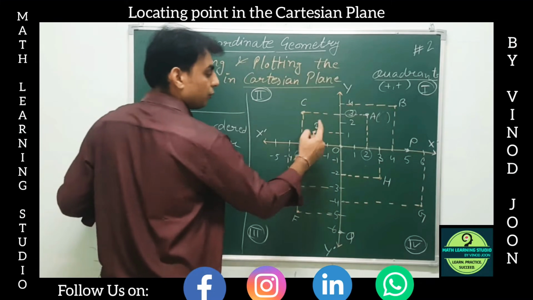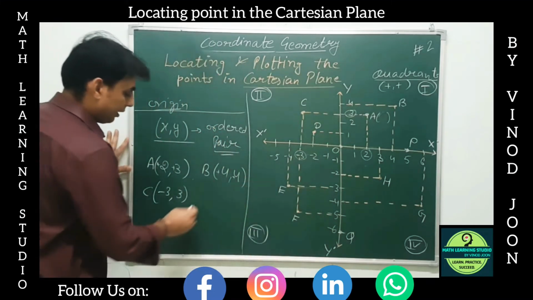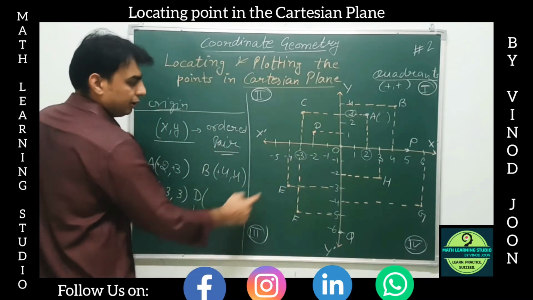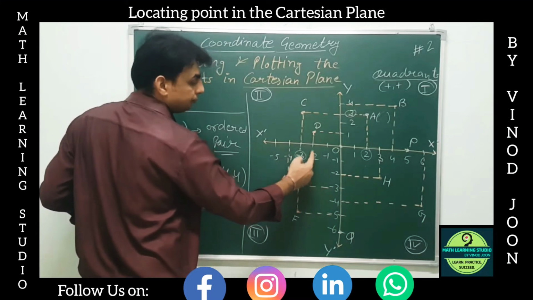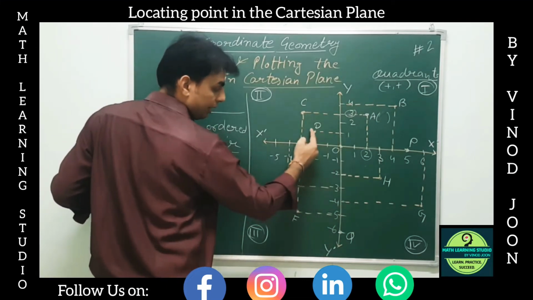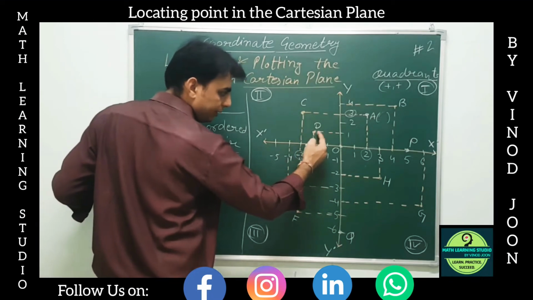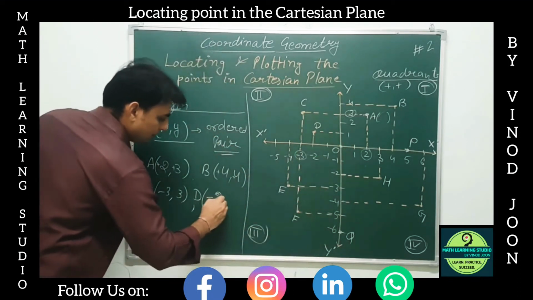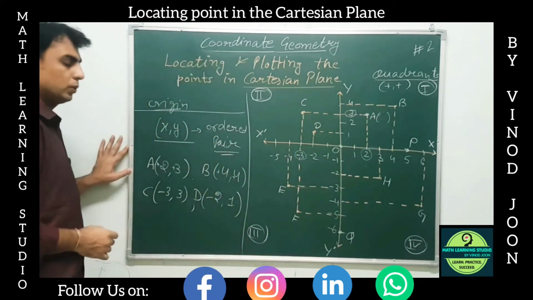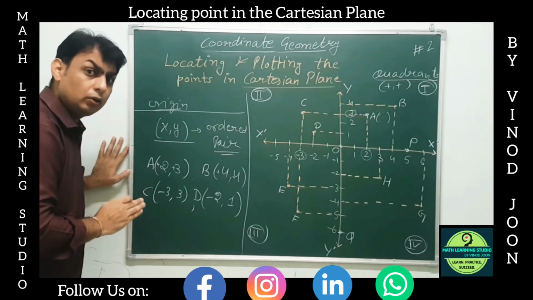Then we can check for point D as well. I'm sure you can get that easily. Point D will be what? -2 and +1. -2 is the value of x we can see, and for y it is +1. -2 and +1. Do you observe something else here also?